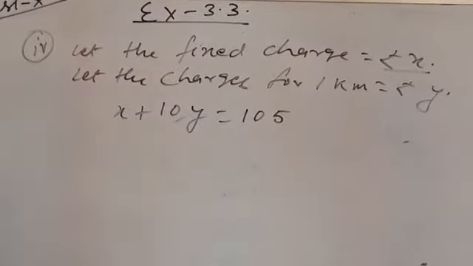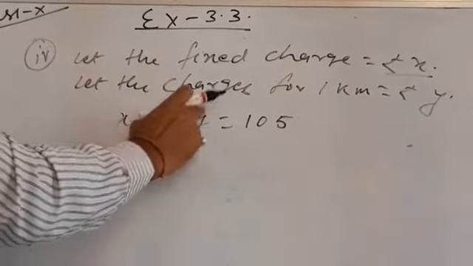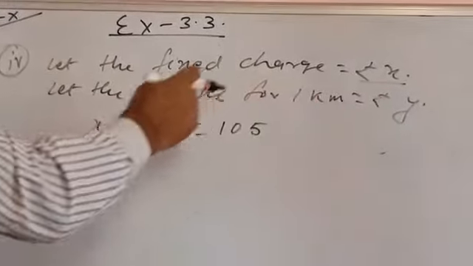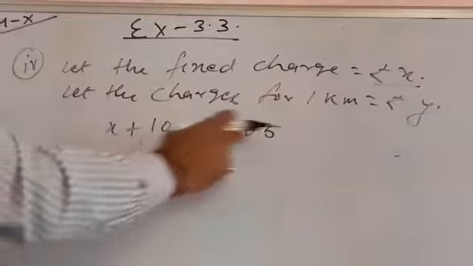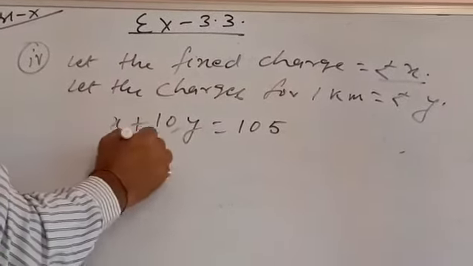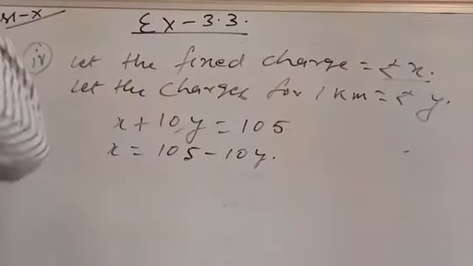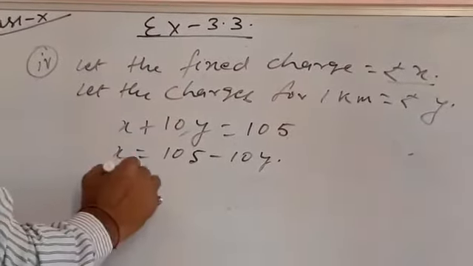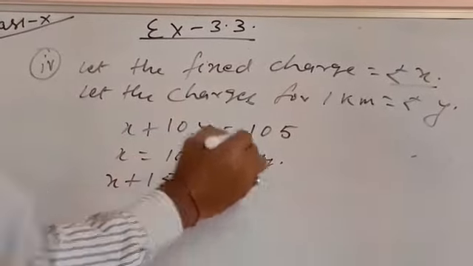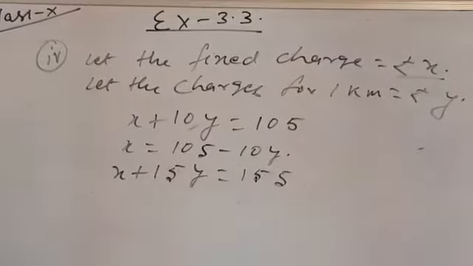And what about the second? It is said that for a journey of 15 kilometers. Why is it written 10y? Because for 1 kilometer it was written y, so for 10 kilometers 10y, total 105. So from here for substitution, x is equal to 105 minus 10y. Then for 15 kilometers, x plus 15y is equal to how much? 155. So now you have everything.